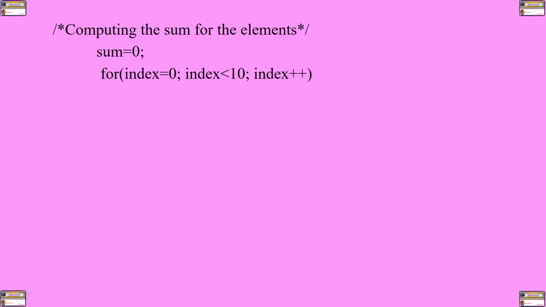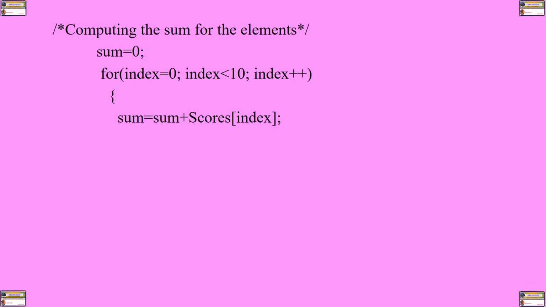If that is true, of course that is true, 0 is less than 10, the processor will enter this loop and do the following. It will go to the memory location called scores at index number 0, so scores[0]. It will pick that element which is there, and then add that value to the current content of memory location called sum.